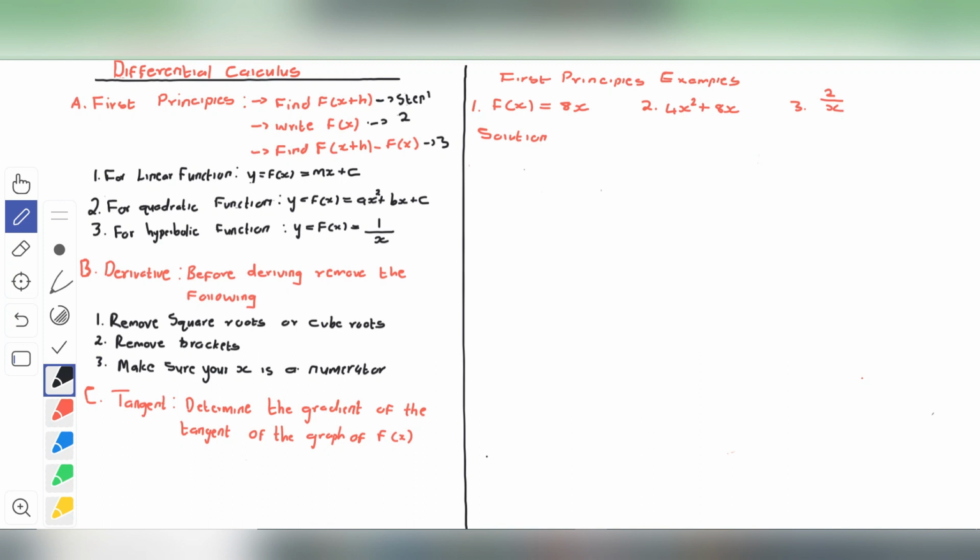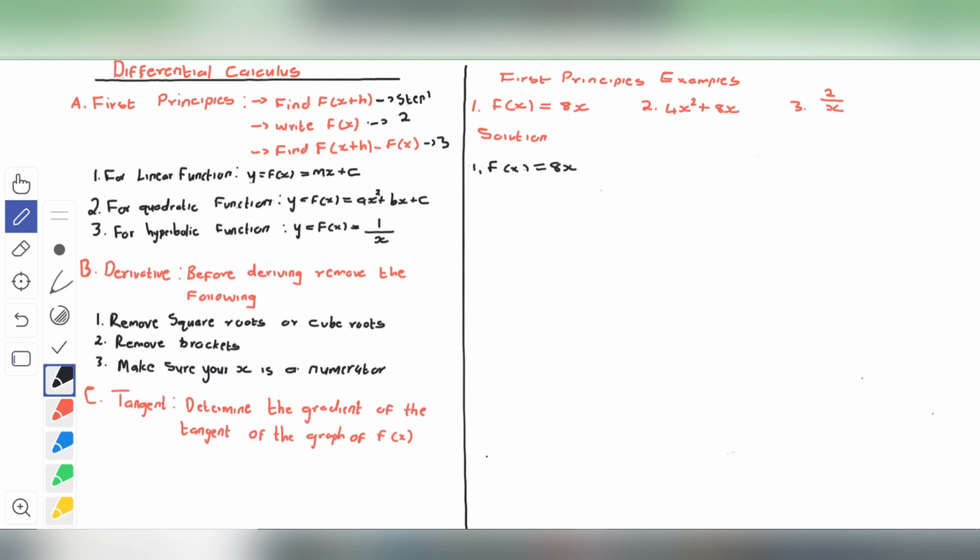So now let's do the examples. We are given the first principles. The first example is f of x is equal to 8x, right? So the question says determine the first derivative from the first principles, or using the first principle. Like I said, we need to follow all those three steps.